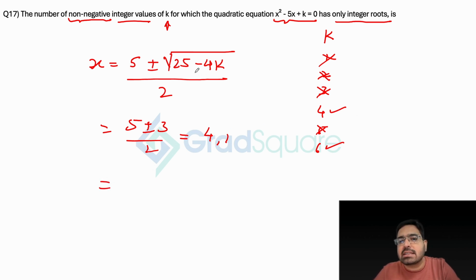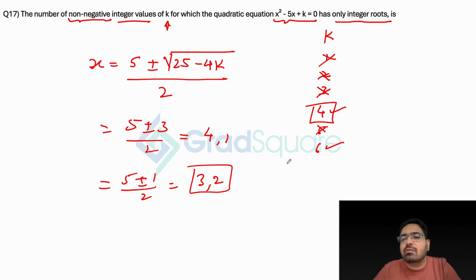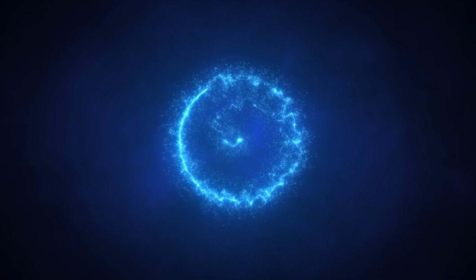Let's put a 6 in this. It will give me a 1, and 5 plus minus 1 by 2 again will give me an integer value. This will give me a 3, and 5 minus 1, 4 divided by 2 will give me 2. So 3 and 2. So this will also be an integer value for your roots over here. So k value should be equal to 4 or k value should be equal to 6. So there are two values and that should be the answer for this particular question.